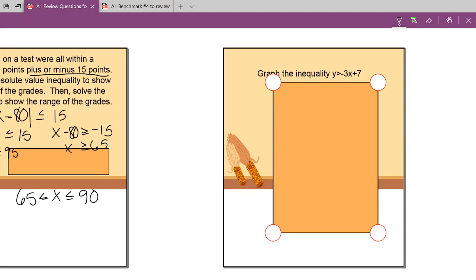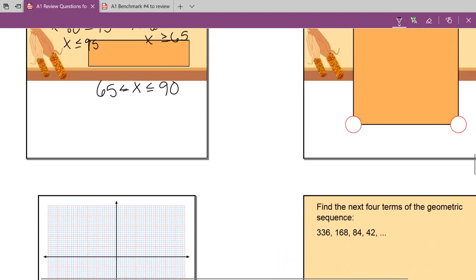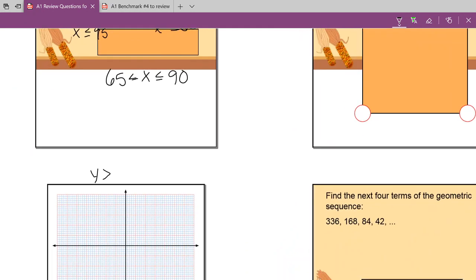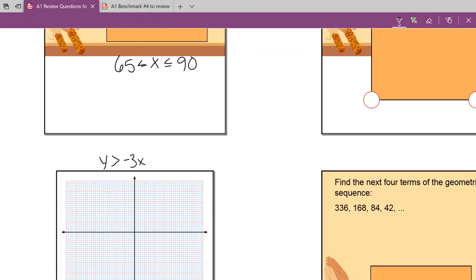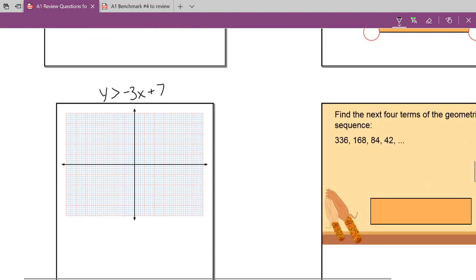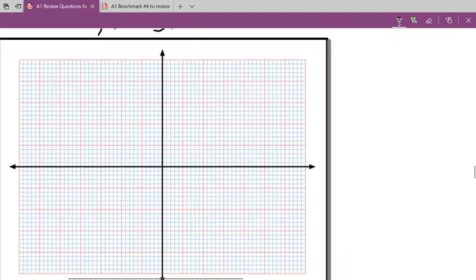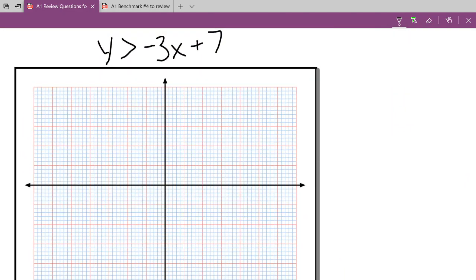All right, graph the inequality. y is greater than negative 3x plus 7. So I'm going to use this graph down here. We have y is greater than negative 3x plus 7. Now to do this, I'm going to graph this just like I would any other line that is negative 3x plus 7. So y-intercept of 7 and a slope of negative 3. So down 3 over 1, down 3 over 1, down 3 over 1, and so on.